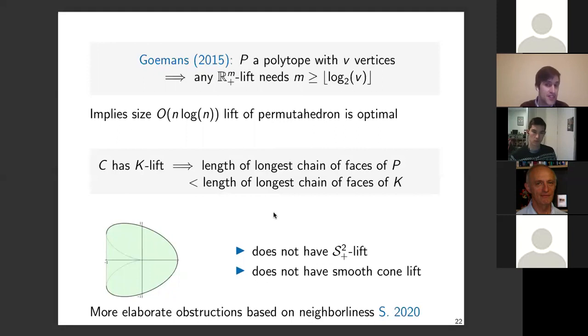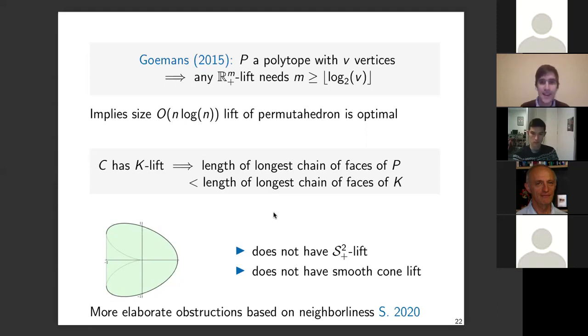And this tells us that the lift of the regular 2 to the n gon that we saw at the start is essentially optimal. It also tells us that the lift of the permutahedron that Goemans found is essentially optimal because log of n factorial is roughly n log n. So that's one very simple obstruction you can get from this face-centric point of view.